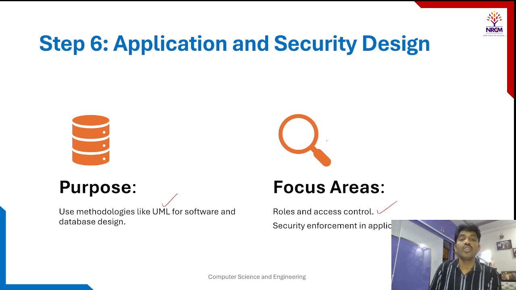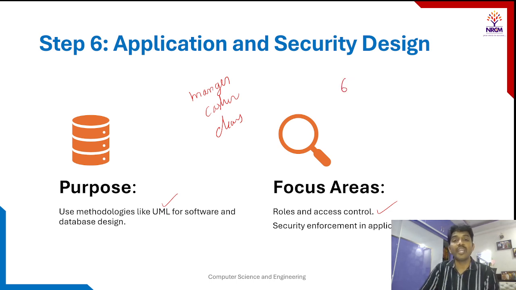For every role. Already in the last video we discussed, for example, in a bank there are three kinds of users: a manager, cashier, and clerk. Everyone has a different role and different options based on their role. Yes or no? These things you are going to provide in the security level and the security enforcement in the applications. Got it? These are the 6 steps we're going to use in the database design.